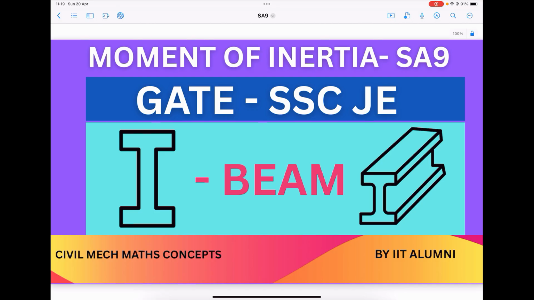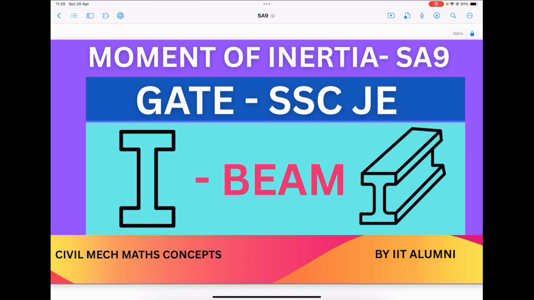This is the 9th in the series of structural analysis. It is regarding finding the moment of inertia for an I-beam. The I-beam is a very general and very useful beam, used almost in all steel structures or structures of RCC, and it is the most important beam type. We will be discussing the I-beam having symmetry about its x-axis and also y-axis.